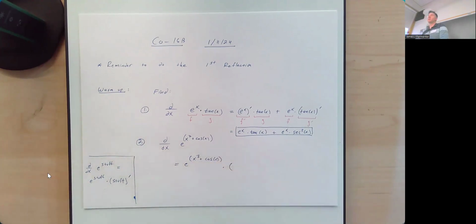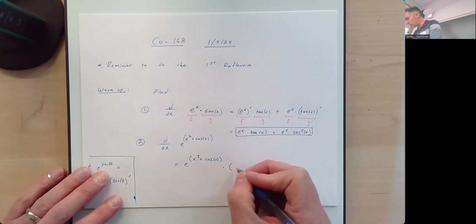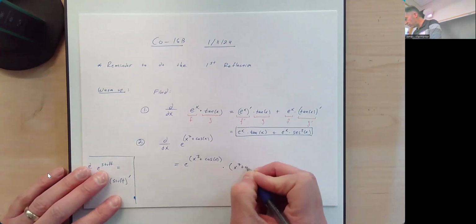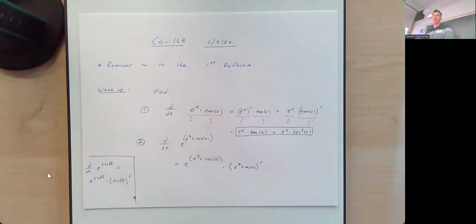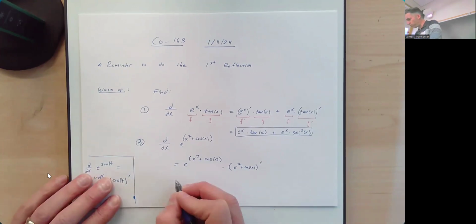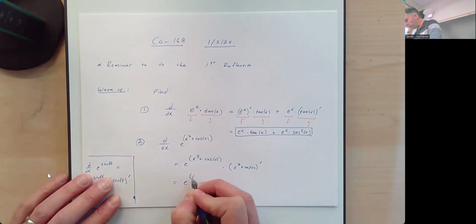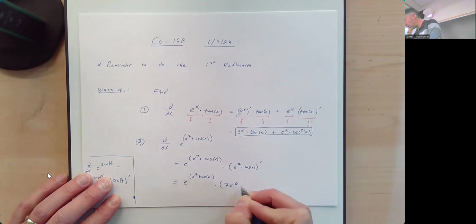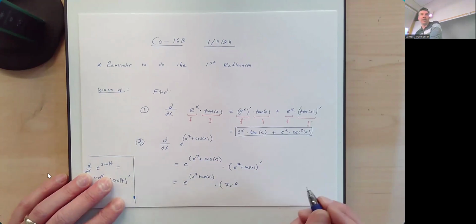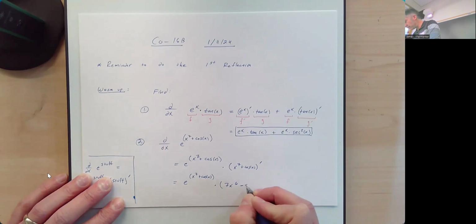Now, normally I would skip this step. Normally I wouldn't just write x to the 7 plus cosine of x prime. I would just be like, yeah, I know what the derivative of that is. That would be 7x to the 6th minus sine of x. But it's also perfectly fine and normal to write that intermediate step if you like to. So that's going to be times 7x to the 6th plus negative sine, but I would write minus sine of x.